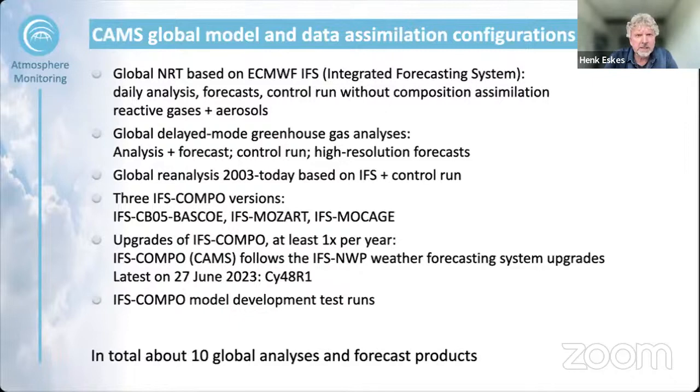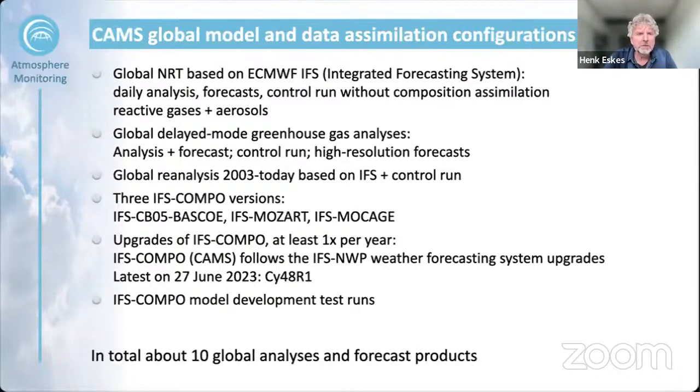Then CAMS is also providing analysis and forecast for the greenhouse gases, especially CO2 and methane. Again, there is a control run, so we can again check what's the impact of the satellite data on these forecasts. And CAMS is also providing high resolution forecasts. The normal analyses are done at 40 kilometers resolution, but the high resolution forecasts go a factor of 4 higher in resolution, but there's no data assimilation involved there.